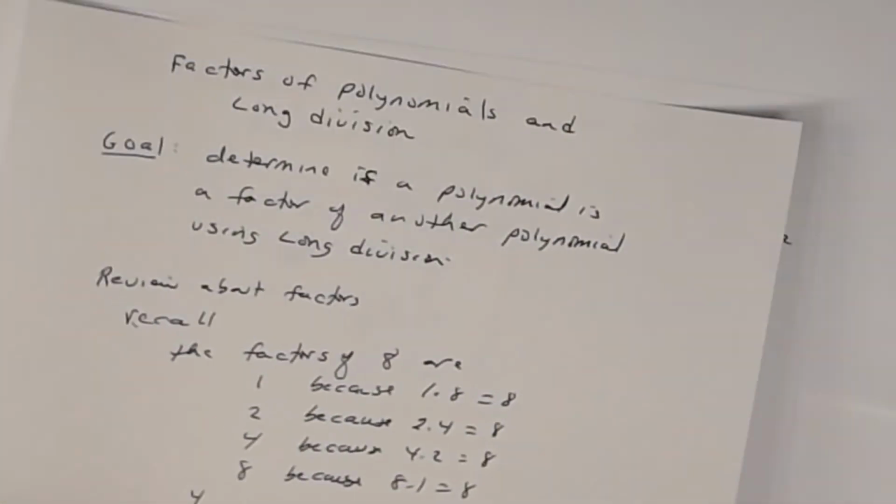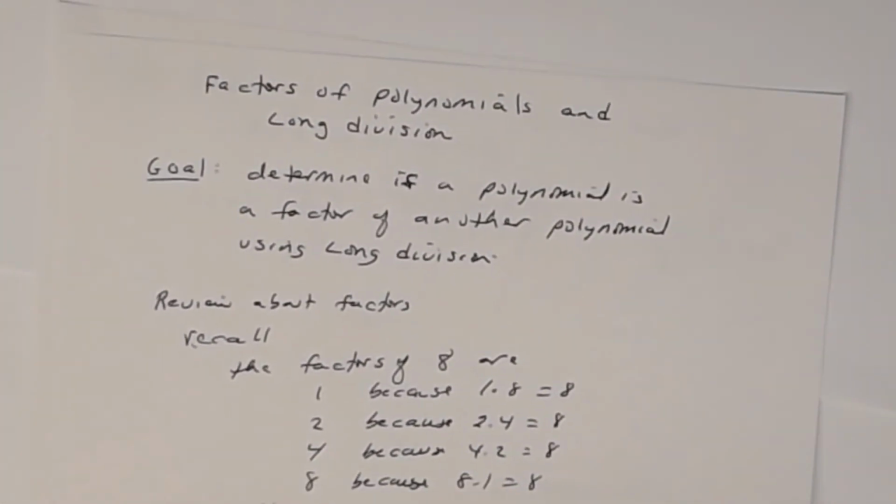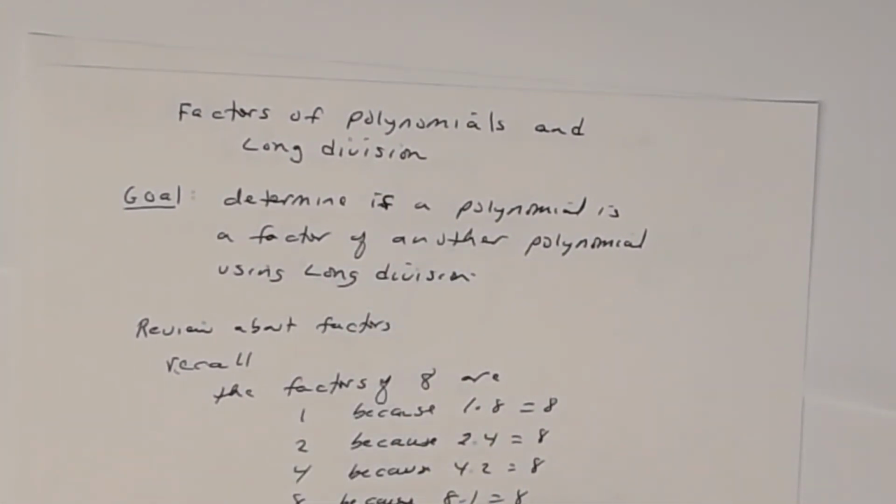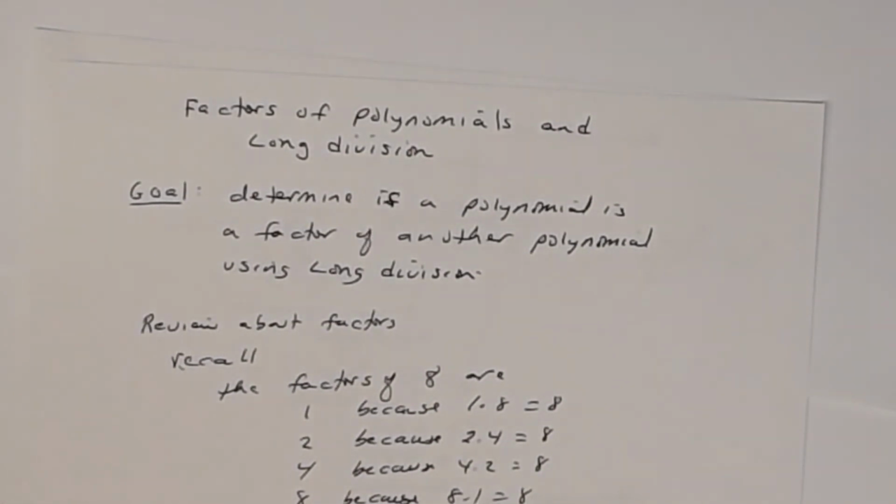So that is this topic on determining if a polynomial is a factor of another polynomial using long division. It's not a very difficult concept. It's fairly easy to understand. And this idea is going to bring us into something later on that deals with the factor theorem. So we're going to talk about the factor theorem in the next lesson or so. And so we're going to come back and talk about this lesson as well. So that's the end of this lesson.